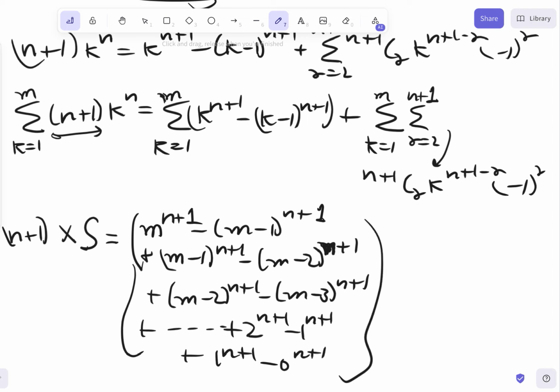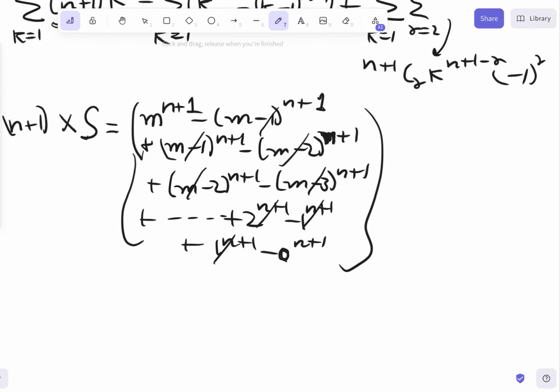Now if you carefully look, these terms will cancel with each other. Everything here, and we'll be left with just two terms. 0 will be just 0, and this is the only term left.